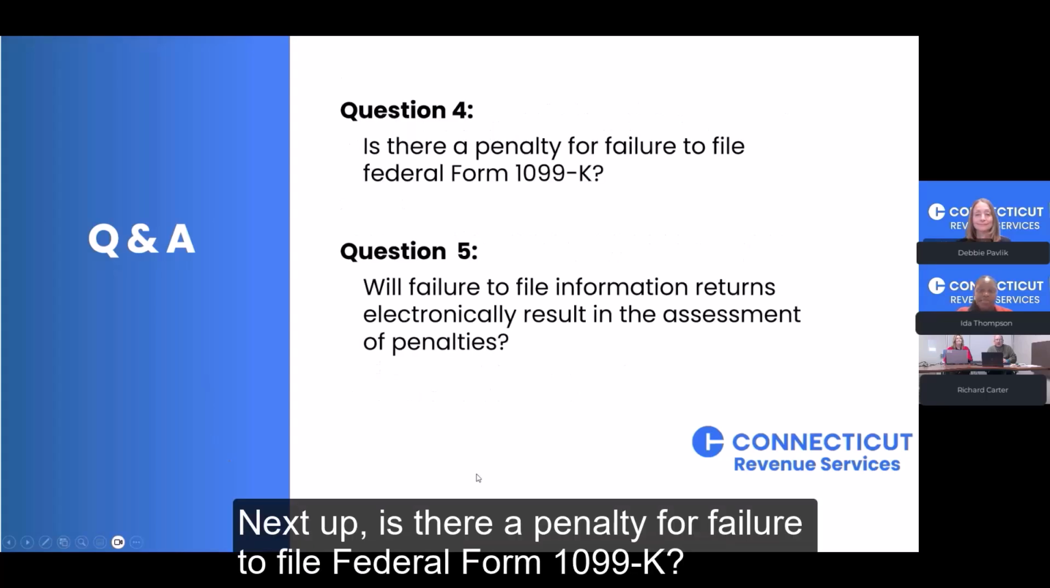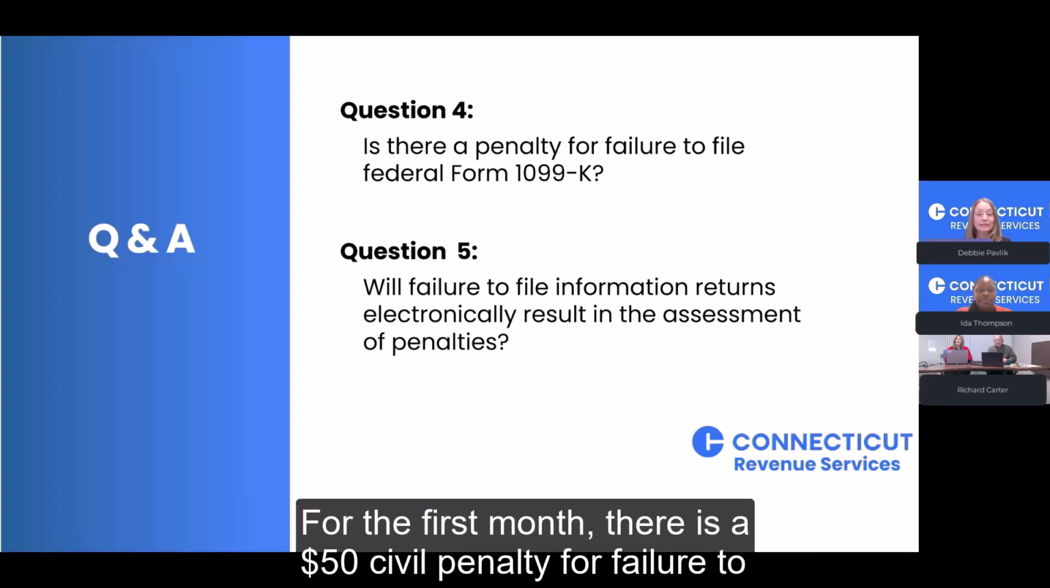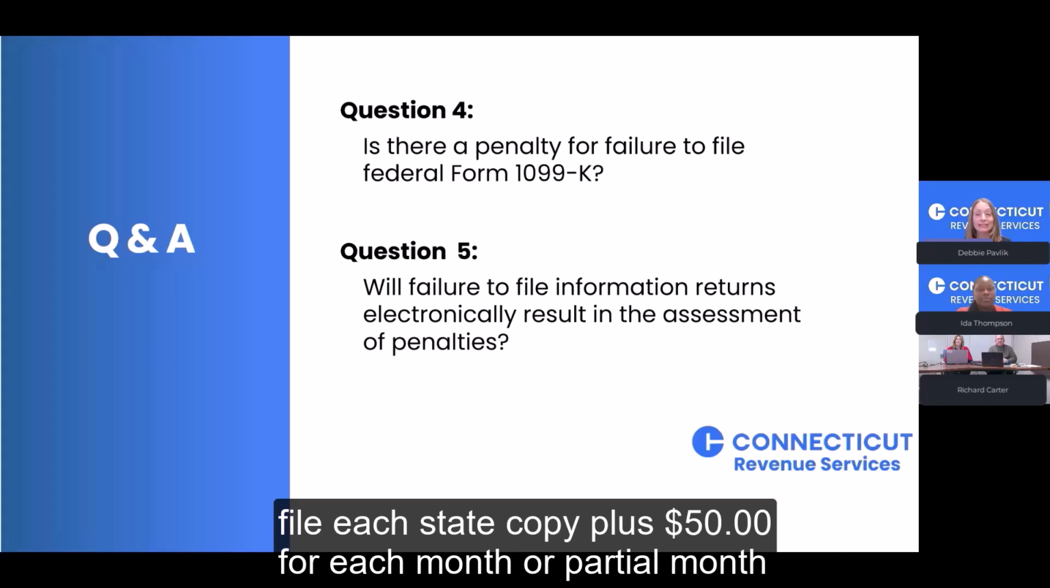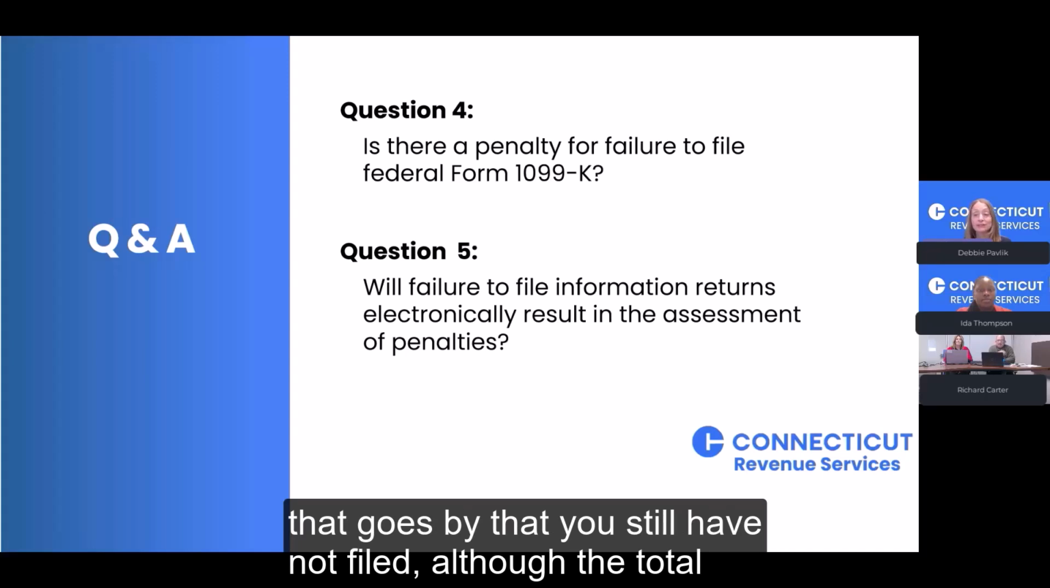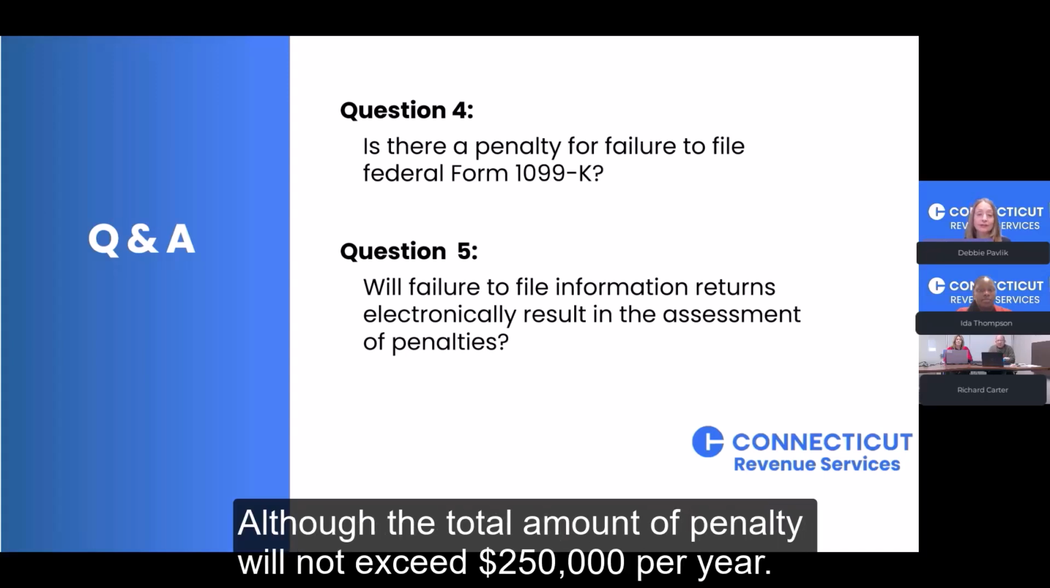Fantastic. Next up, is there a penalty for failure to file federal form 1099-K? Yes, for the first month, there is a $50 civil penalty for failure to file each state copy, plus $50 for each month or partial month that goes by that you still have not filed. Although the total amount of penalty will not exceed $250,000 per year.